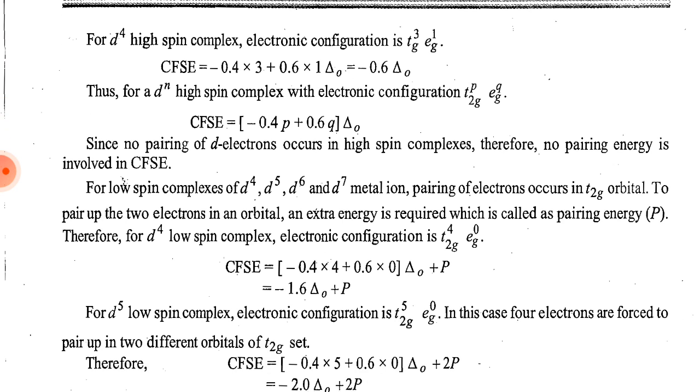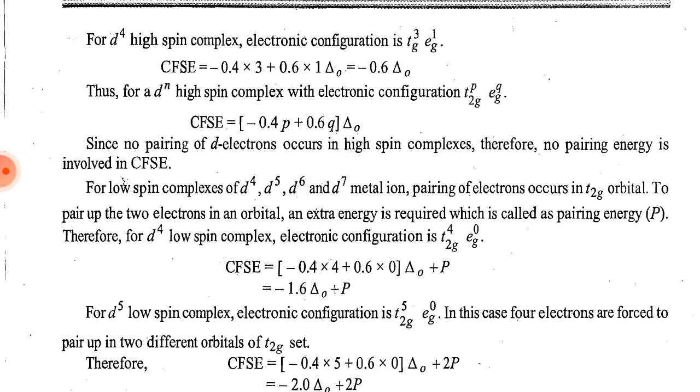For a d4 high spin complex, the electronic configuration is t2g3 eg1. CFSE is equal to minus 0.4 multiplied by 3 plus 0.6 multiplied by 1, delta 0, equal to minus 0.6 delta 0. Thus, for a dn high spin complex with electronic configuration t2g^p eg^q, CFSE is equal to minus 0.4 p plus 0.6 q, delta 0. Since no pairing of d electrons occurs in a high spin complex, no pairing energy is involved in CFSE.